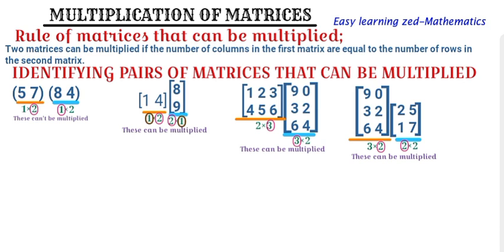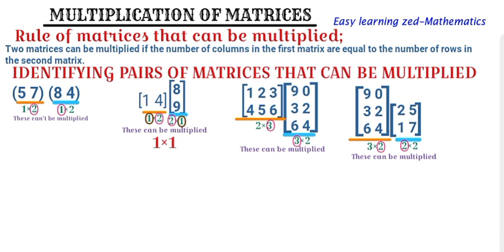So these outer numbers are telling us the order of the matrix we are going to get after multiplying. In this second example, it's saying that the order of the matrix we'll get will be 1 by 1, the way I've written down there. So those outer numbers tell us the order of the matrix we are going to get after multiplying these two matrices.